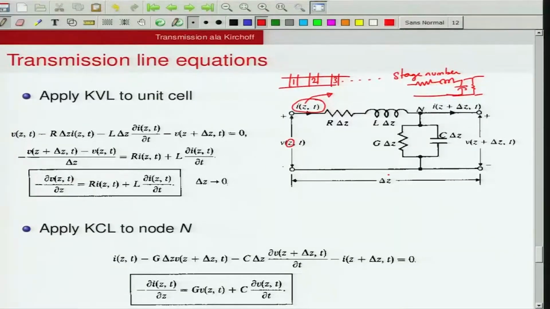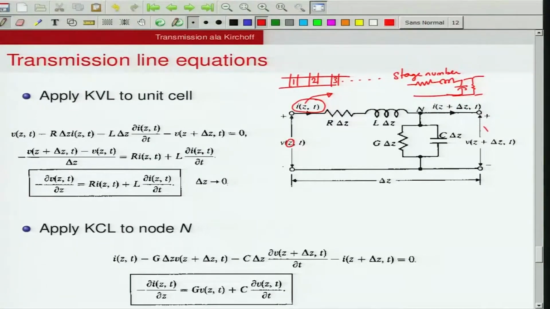Consider this nth stage here, which is located at a point z on the transmission line, and try to apply KVL to this loop. The current entering this stage is I of z,t, and the voltage across the input terminals of the unit cell is V of z,t. Once you have passed a stage, the current would have changed by a small amount, and that current must be evaluated at z plus delta z, that is, it is the next stage current and this is the next stage voltage, right.